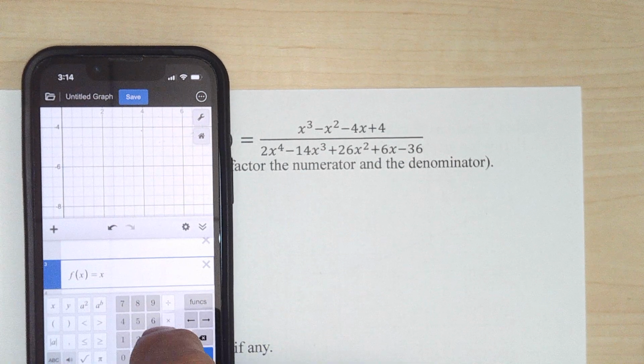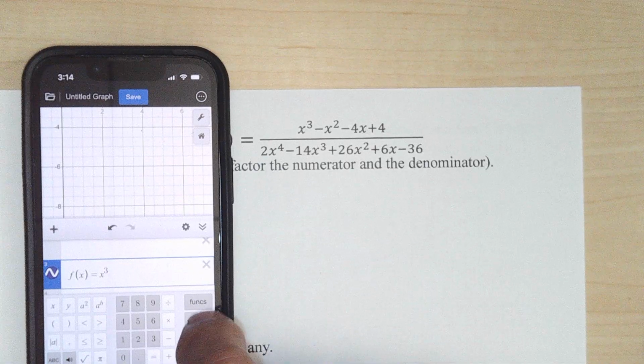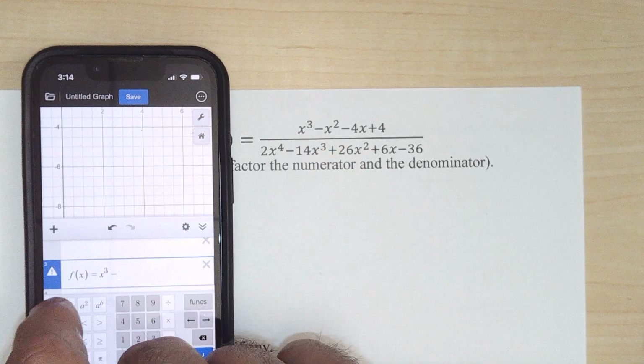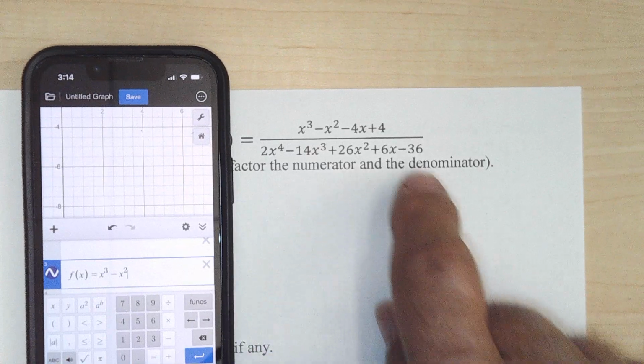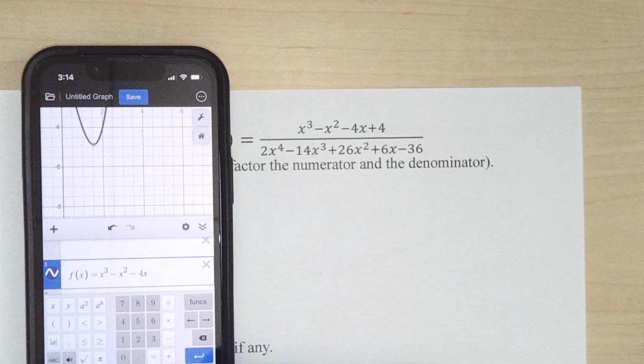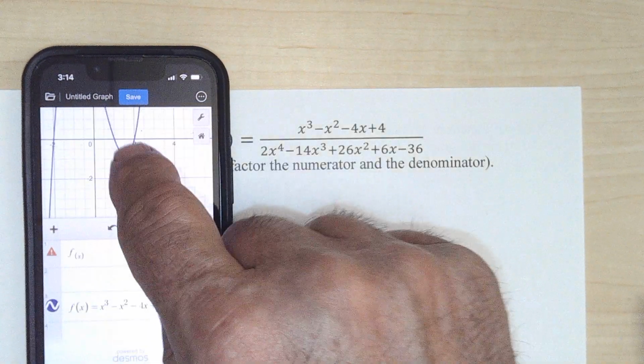X to the third, there we go, minus x squared, minus 4x, plus 4. I think I have that in right. Now let's see if I can see any x-intercepts.